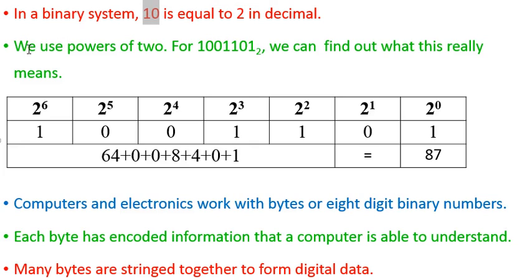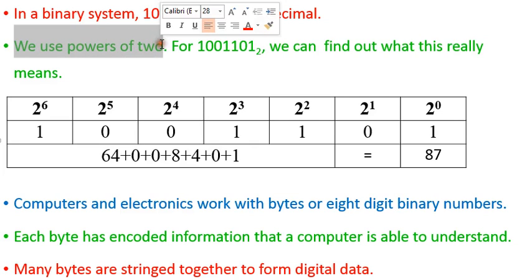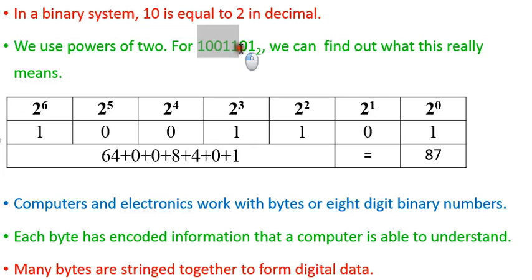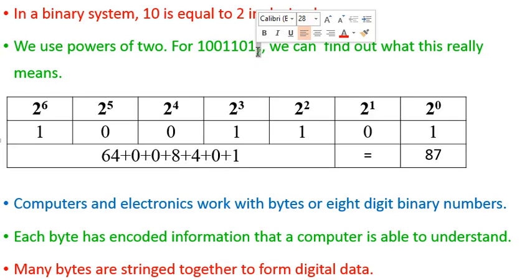If you want to do that conversion from binary to decimal, that's from base 2 to base 10, this is the procedure. What we use is powers of 2. Look at the example. For instance, if I'm given this number 1001101 and it is expressed in base 2, this subscript means base 2, and we are asked to change this number into base 10, that is decimal.